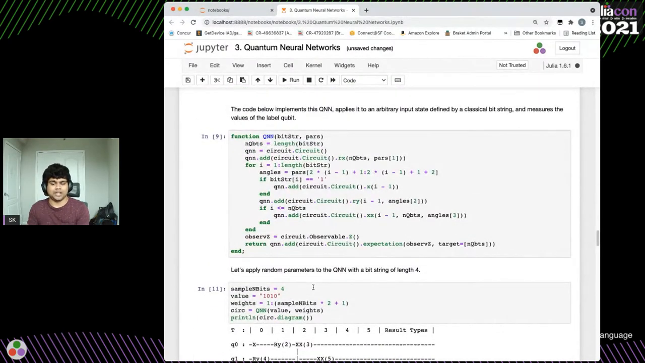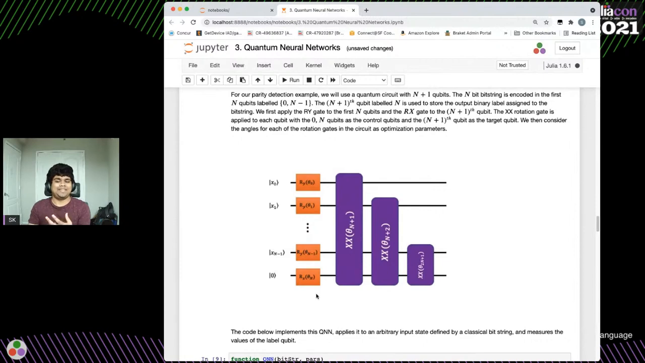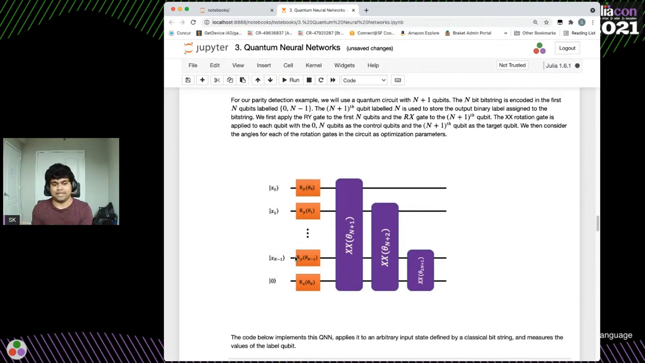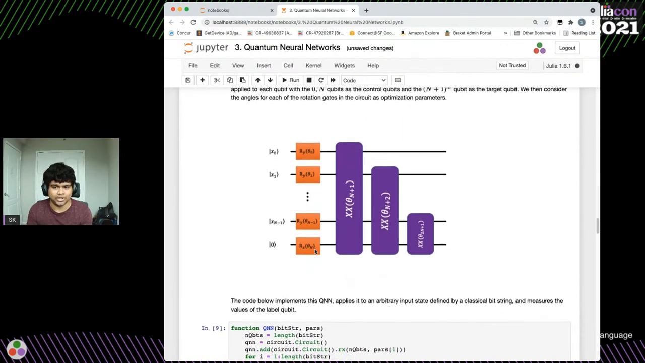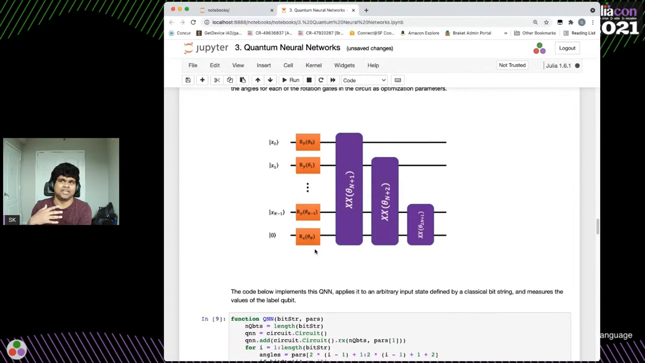In our simple example of parity detection, we're just preparing that state by considering n bits, where the number of bit strings is equal to the number of qubits. If you use the same scheme to embed images, even for a 28x28 image, which is the size of the MNIST dataset, you would need 784 qubits. That is much more than what we can efficiently simulate or even have on an actual quantum computer. So this is one of the bottlenecks in applying this to something like images, where the dimension of the data is really large.